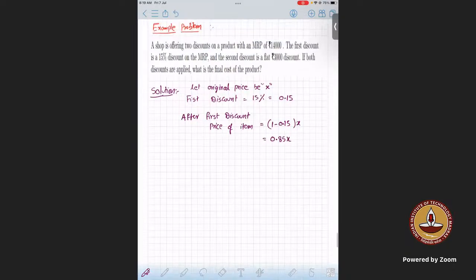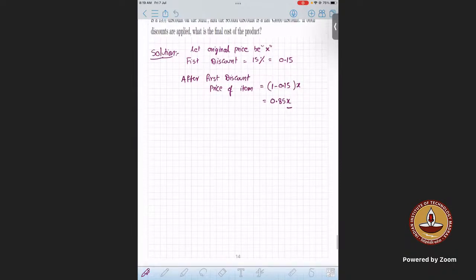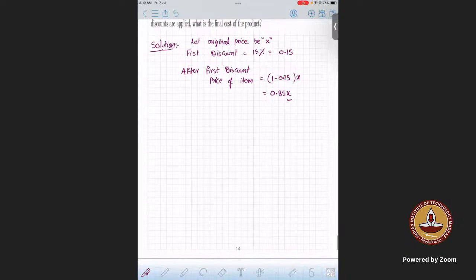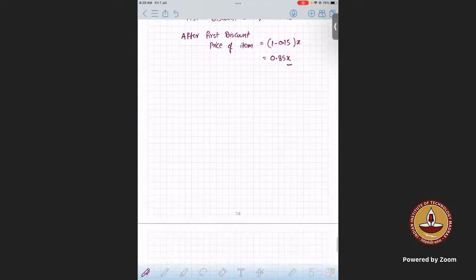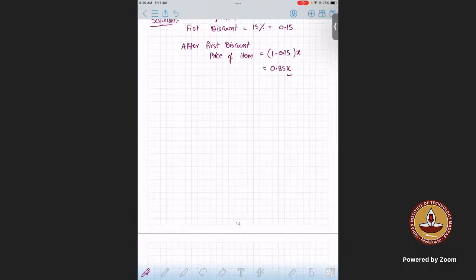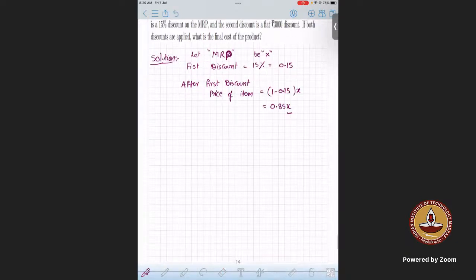Agree? Then coming to the second discount. Listen to this very carefully. Sir, is the MRP not the original price? The MRP is the original price. We can write X as MRP. It's 14,000. Let MRP be X.